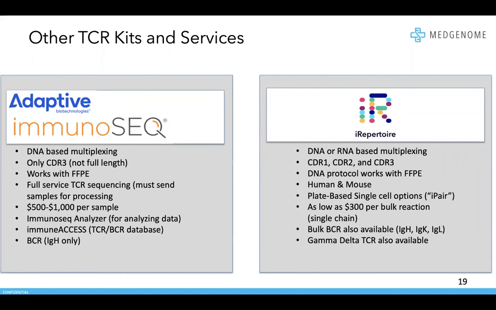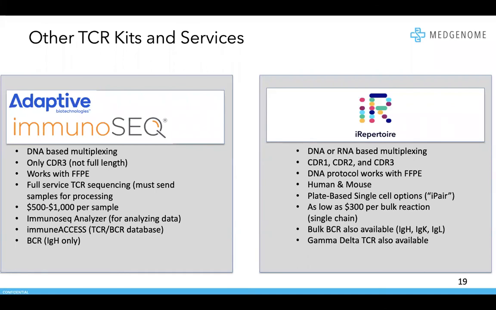And for their bulk TCR, I know the lowest you can get is $300 per reaction, and that gets you a single chain sequenced. So maybe an alpha chain or probably a beta chain. And it just gets higher from there. They have bulk BCR, they have gamma delta TCR also. So that one's actually a lot more comparable to what we do as far as deliverables go.